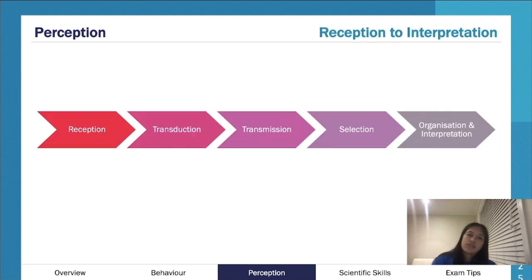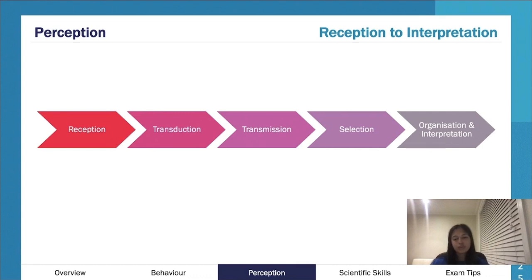Okay, so in terms of perception, whether it's visual, whether it's taste, whether it's any other form of perception, we have this system from reception to interpretation. So reception is when basically your sensory receptors get this information in its raw form. Transduction is when this is converted into a form of information that your body can understand.